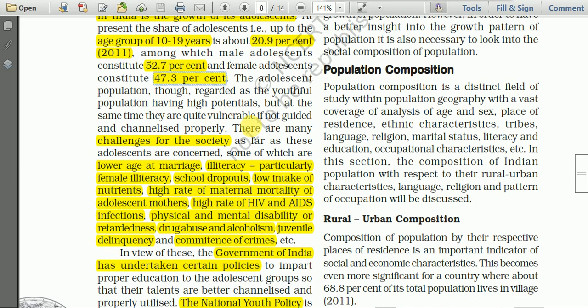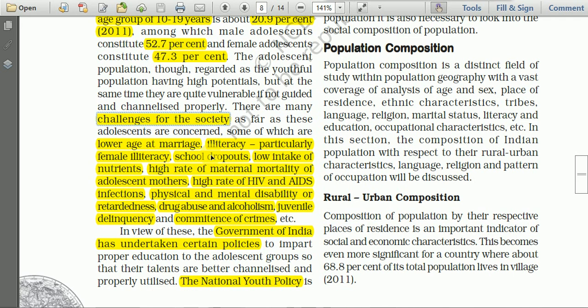The adolescent population, though regarded as a youthful population having high potential, is at the same time quite vulnerable if not guided and channelized properly. So we know that adolescents are the resources for the future, the wealth for the future, but if we don't guide them properly and channelize them properly, then they are quite vulnerable. So there are many challenges for society. That means adolescents have many problems in society. What are those challenges faced by the adolescents in society?